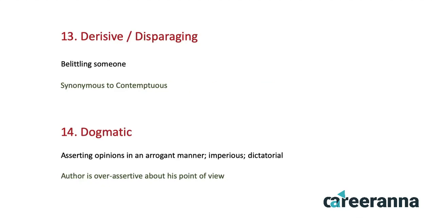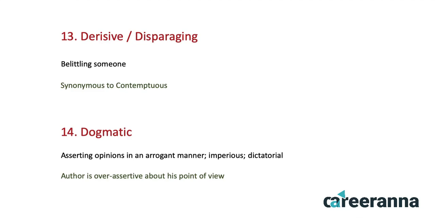Coming to the next tone, which is derisive, disparaging. This basically refers to belittling someone. This is synonymous to contemptuous, but contemptuous is basically trying to portray a disdain or a contempt. But derisive and disparaging is what you will mark as your answer when the author is trying to belittle someone. Now, you can have disdain or contempt for someone, but you cannot belittle someone without it. So, if you are belittling someone, your tone answer would be derisive, disparaging. But if you are showing contempt but you are not belittling the person, then your answer would be contemptuous.